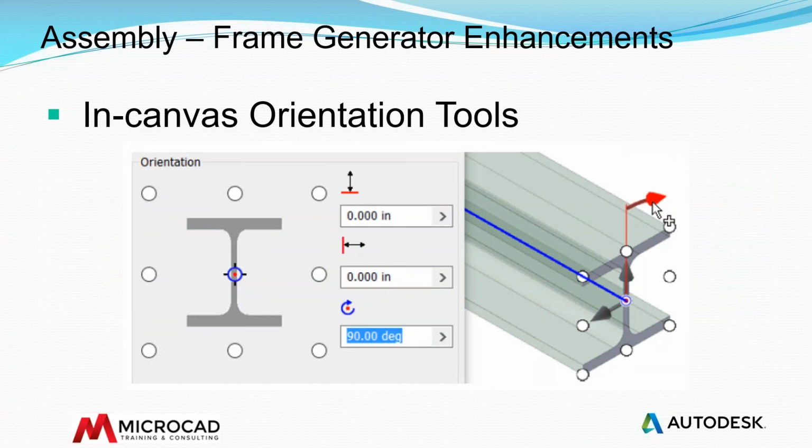In-canvas orientation tools, so you can now interact with in-canvas manipulators when you insert or change a frame member. In-canvas is a new term from Autodesk, which simply means you get to manipulate the member directly and see the results instantaneously. In previous versions, you would click an orientation option and hope you had the right selection.